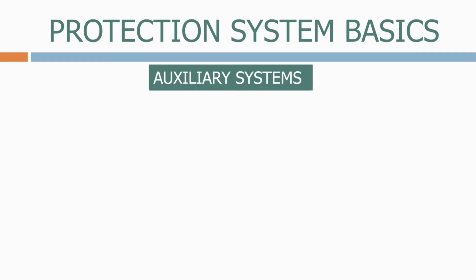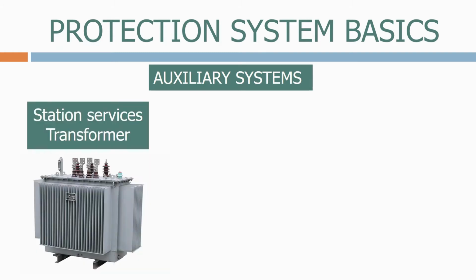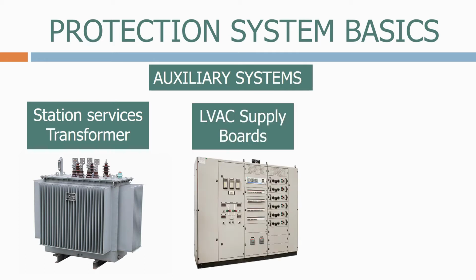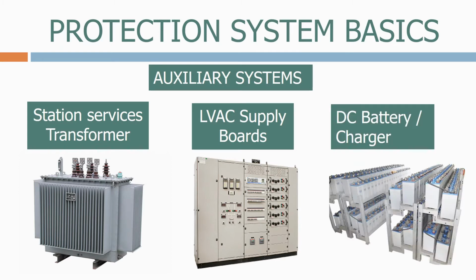The one system we've not talked about is auxiliary systems. These sit in the background and keep the protection and control systems working. Firstly, we have the station services transformer. This transforms the voltage from the primary system into a lower voltage that we can feed into all the panels. We have the LVAC supply boards. These supply the low voltage to the protection and control systems. Finally, we have the direct current battery charger system. All substations need a backup electrical supply in case the main primary system fails.